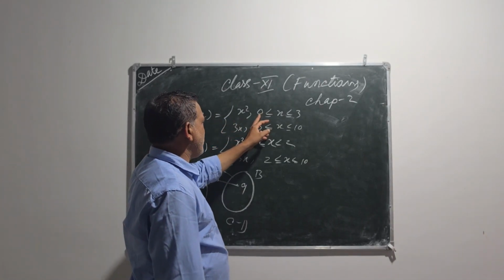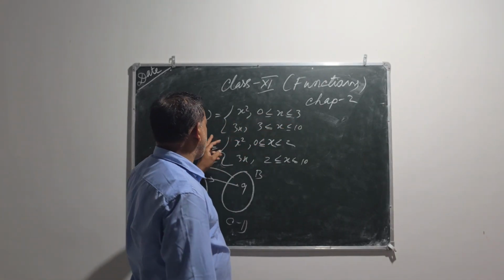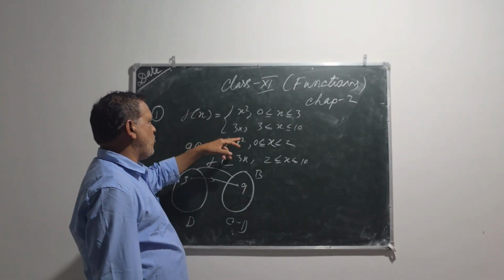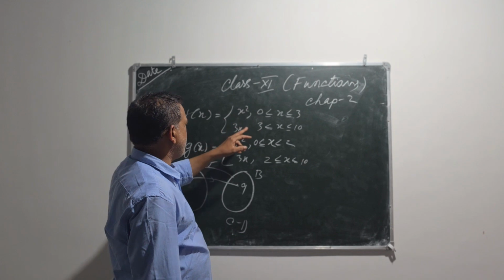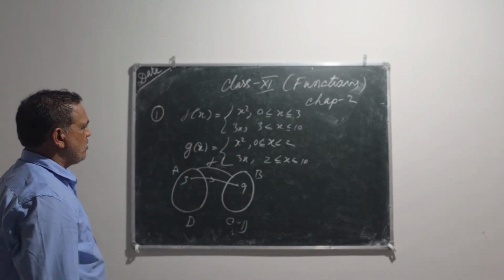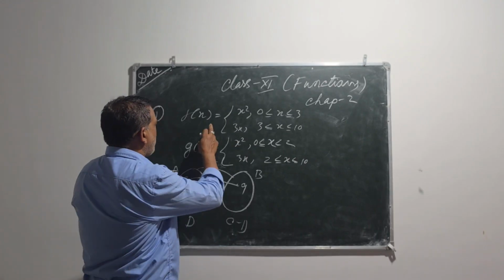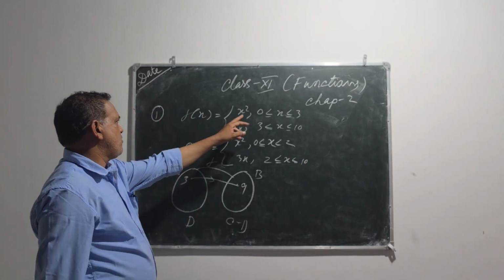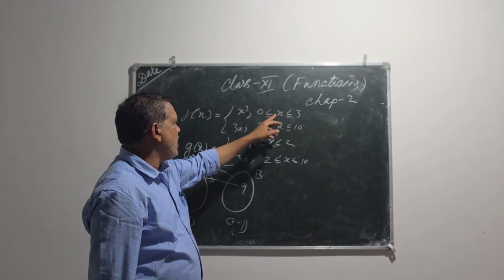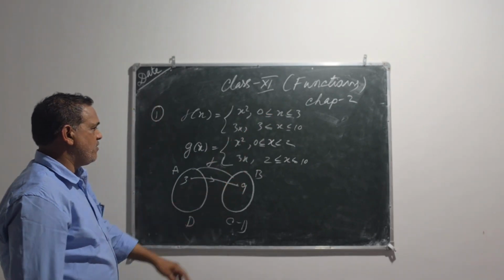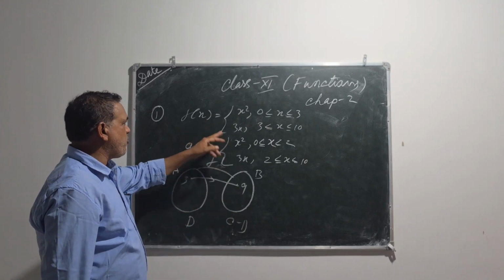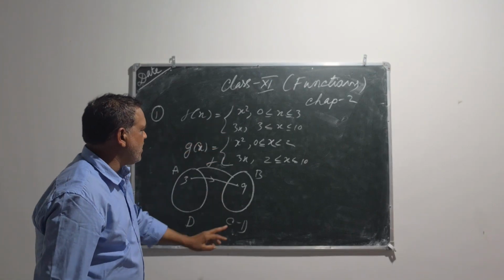If x lies between 0 and 3, definitely for each and every real value of x, we will get one specific value of f of x also. Then, since for each and every value of x there will be one and only one element in the codomain, therefore f is a function.